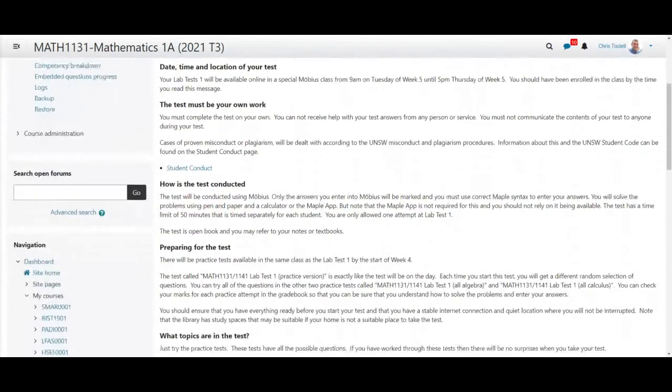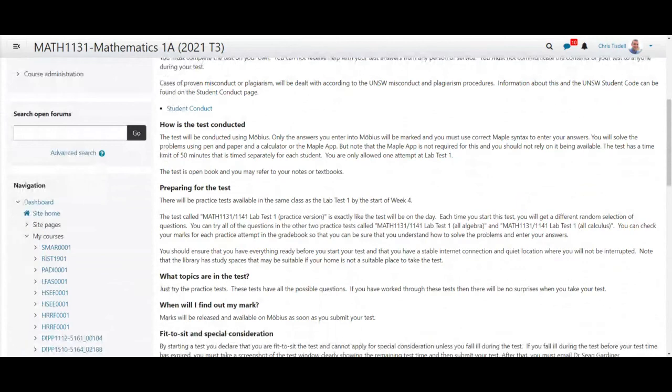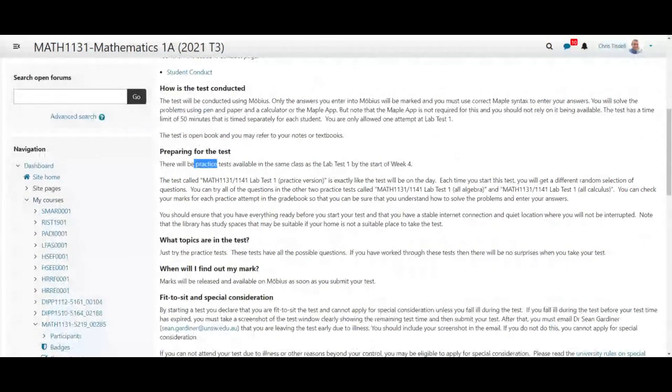So preparing for the test, the most important thing for practicing is to do the practice test. There are no surprises, right? There are no surprises. Ramona, I don't think you can take a practice test while you're doing the real test. I don't think that's possible, right? Yeah, I don't know, Ramona. That is a good question. Maybe you could ask that in the Moodle forum.